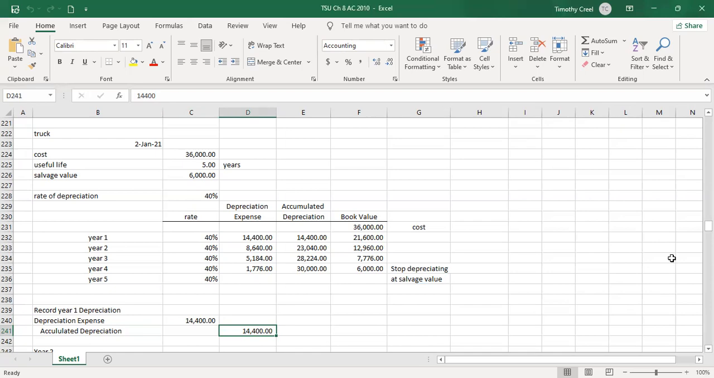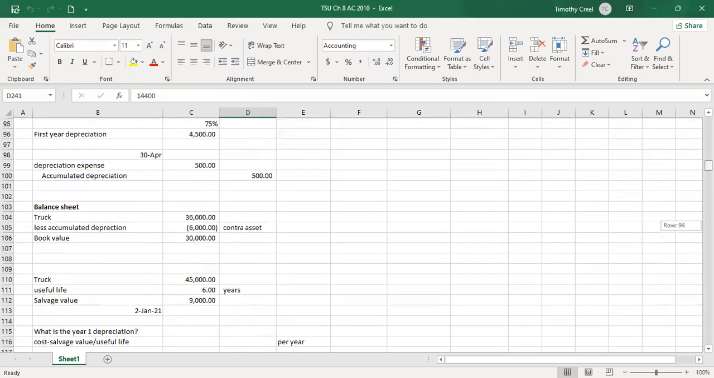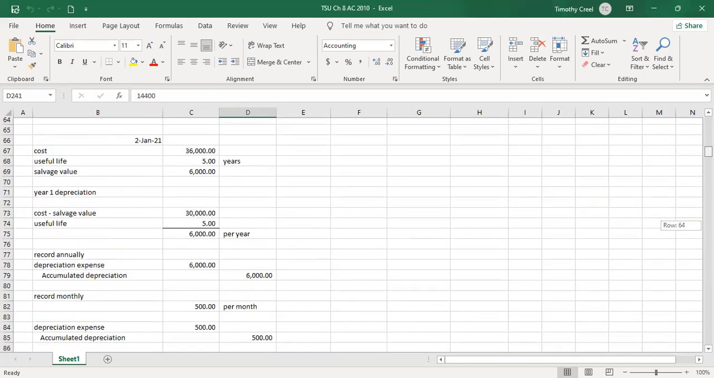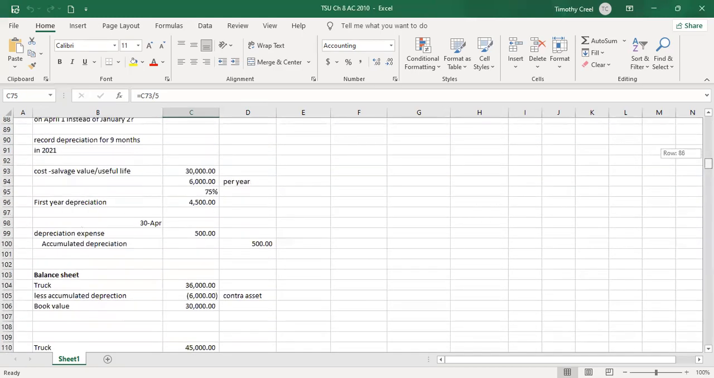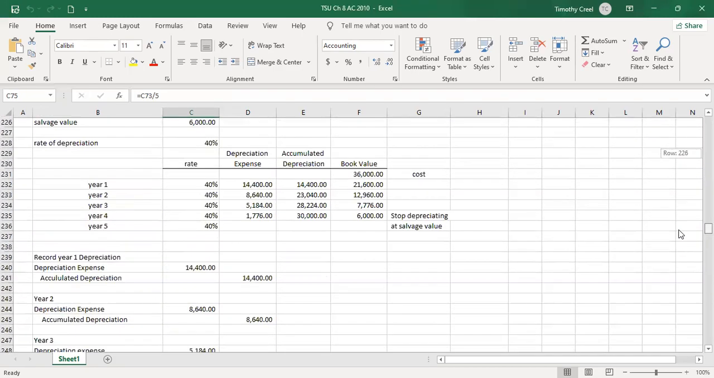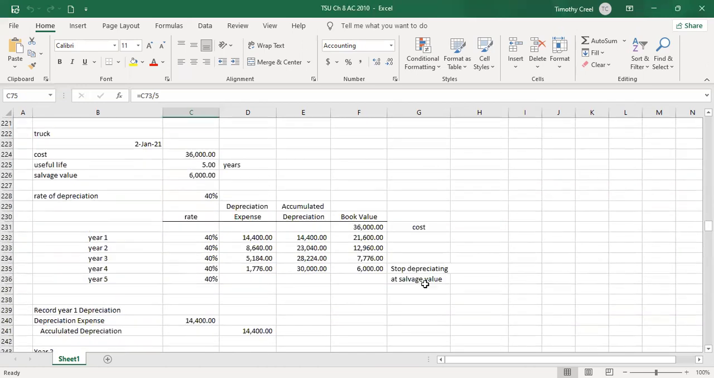So it's an accelerated method, because if we go back up to the top, notice that when we did straight line, we only took 6,000 per year for straight line. Doing a full first year's depreciation, we only took 6,000 in depreciation. But notice here that with declining balance, we took 14,400 depreciation for year 1. That is quite a bit of depreciation, a lot more than straight line.